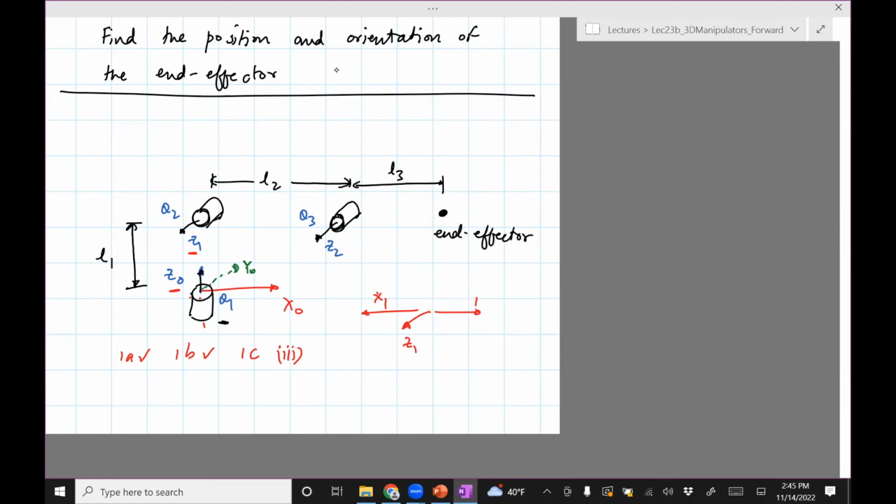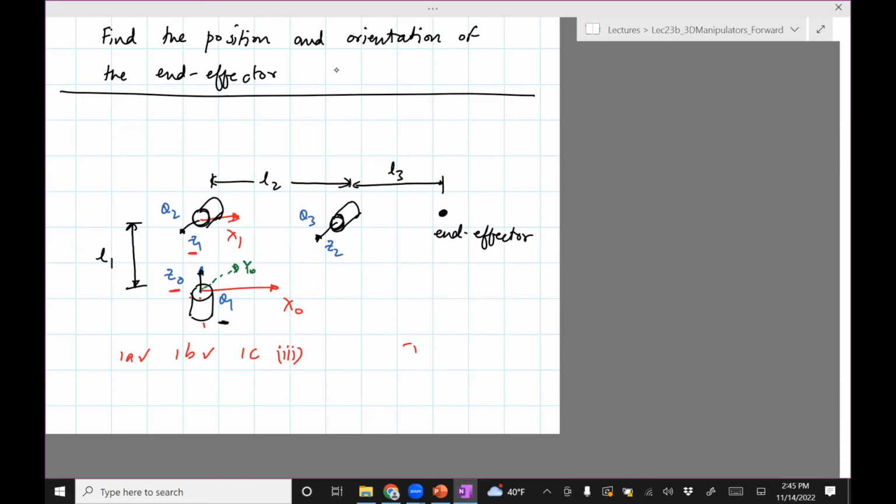Okay, so I just decided to go with this way. Yeah, again, using the other way is fine too. It will give you the same answer. You get a different DH table though, but you'll get the same answer for the end effector.